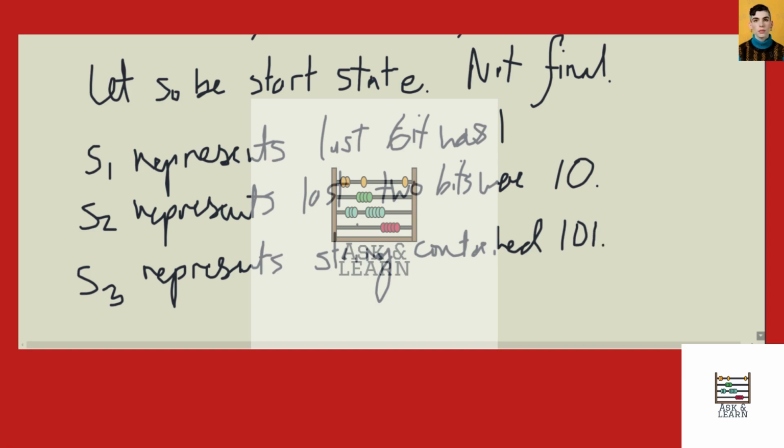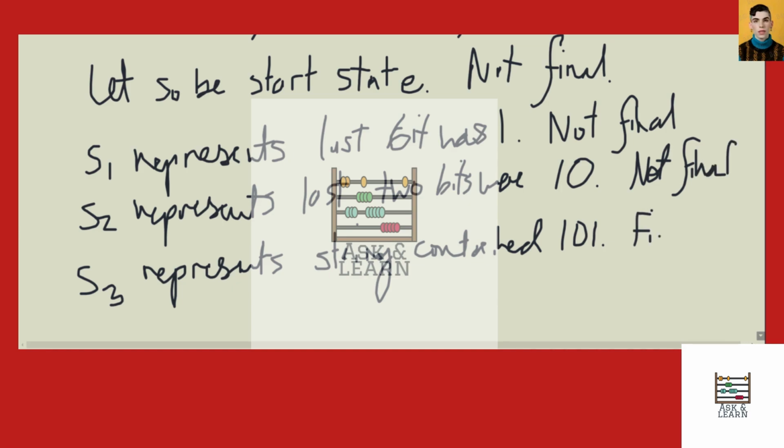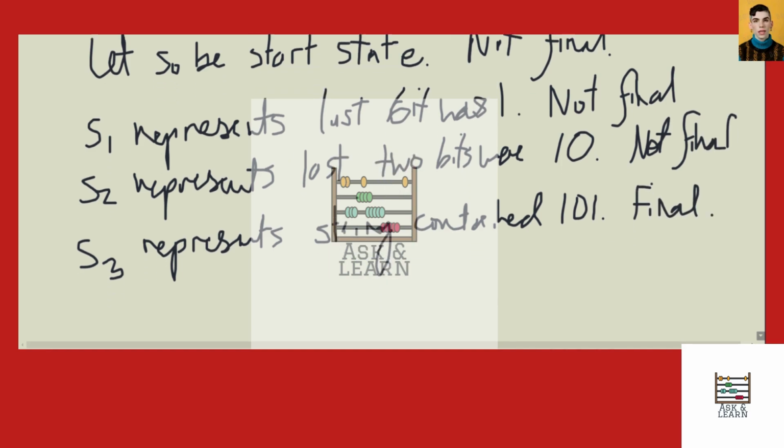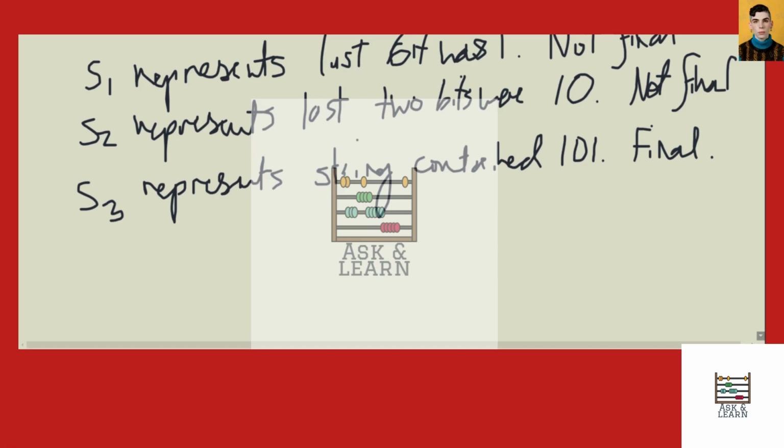Now, by definition, we have that S3 is a final state. And we have also that S1 and S2 are not final states, since in S1 we restricted it so that the previous 2 bits could not be 1, 0. And now we're going to move through states like so.